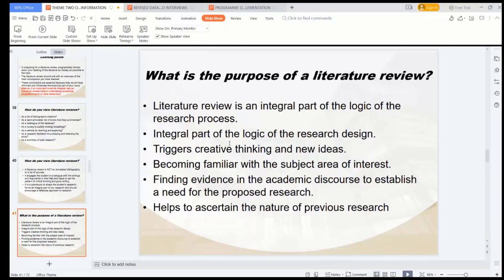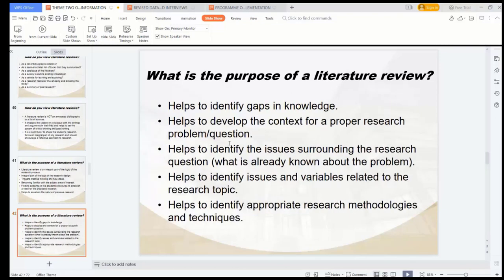It helps to ascertain the nature of previous research. It helps to identify gaps in knowledge, indeed, and then that knowledge gap is what you want to close, and this is what justifies your research. It helps to develop the context of a proper research problem question. You see now, because when you read, you delve deeper, you find the in and outside of the topic, then you are in a position to write the correct research question or the problem statement.